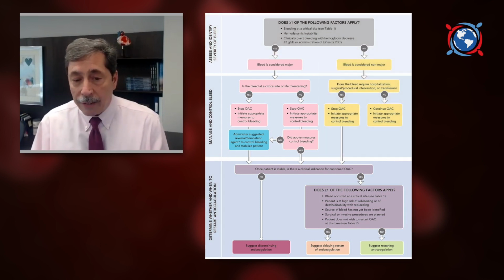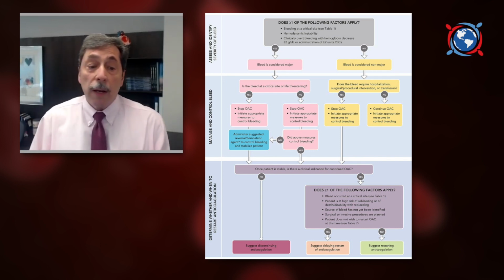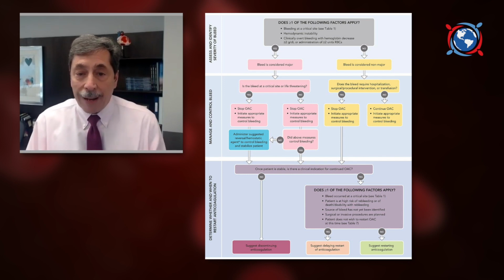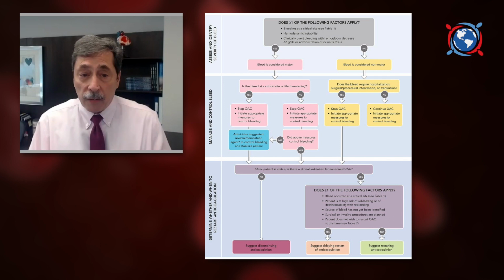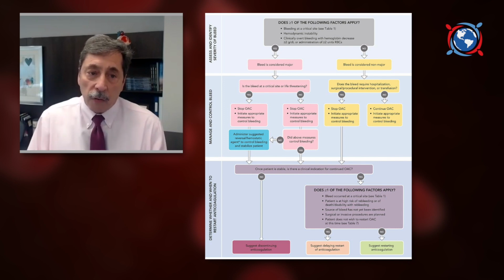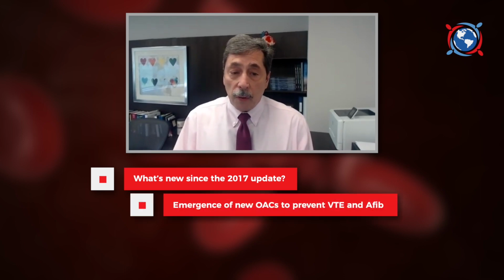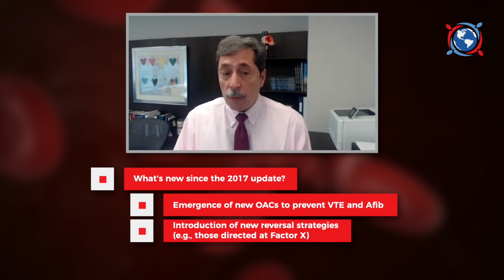So I think this document guides the reader in a fairly detailed fashion through an assessment of the severity of bleeding, the monitoring of direct oral anticoagulants, and the limitations of quantitative assessment of the action of these agents, as well as the strategies for reversal of anticoagulation and considerations for restart. You might ask, we just published this document in 2017, what's new since then? Well, we felt the need to do this because of the emergence of new oral anticoagulants for use in the prevention of venous thromboembolism and atrial fibrillation, as well as the introduction of new reversal strategies, particularly those directed at activated factor 10. So thank you for your time and consideration.